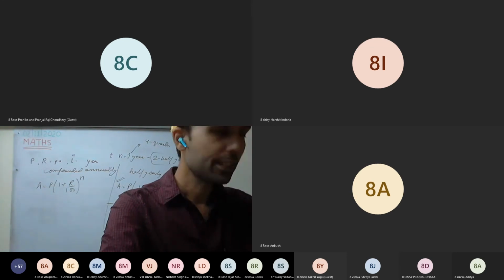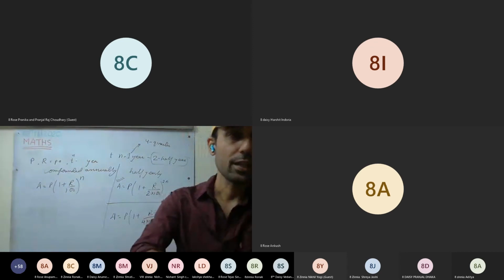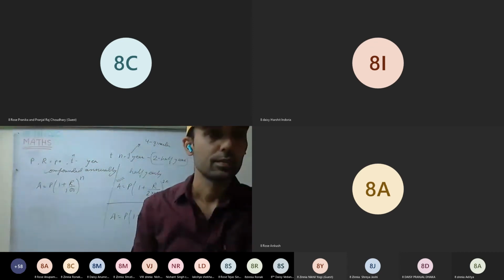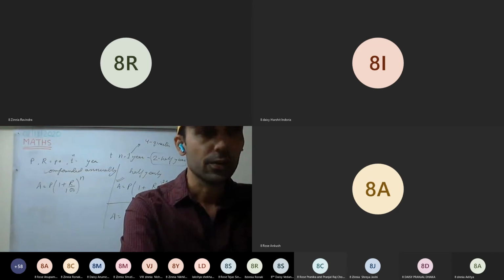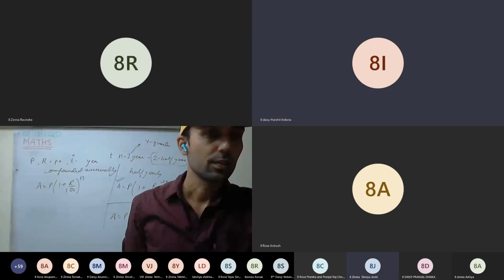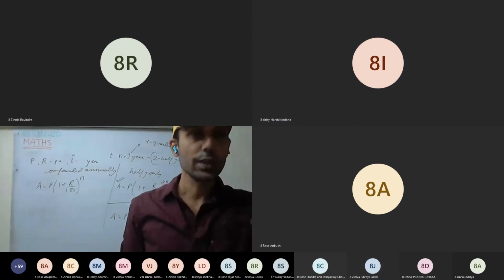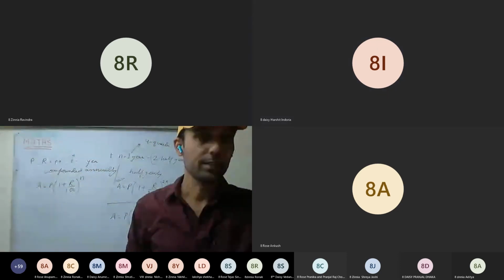Okay, so read example 6. Is the voice clear now? Yes, sir, now it is clear. Sometimes with Bluetooth it happens. I disconnected and reconnected it.